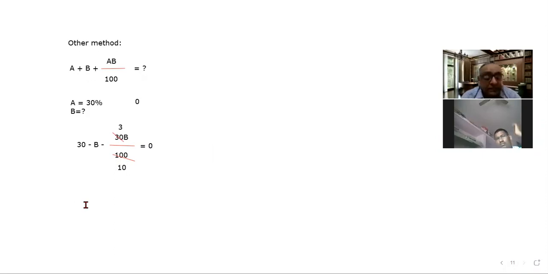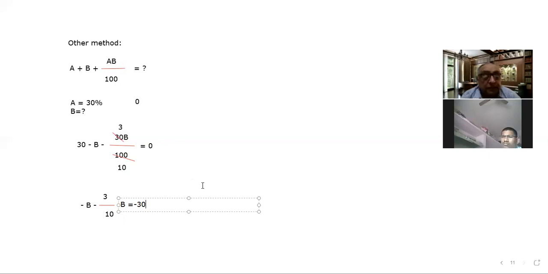So now we can say that minus b minus 3 upon 10b, minus 3 upon 10b, that is equal to minus 30. So 30 has been shifted to the other side of the equation, that is equal to minus 30.